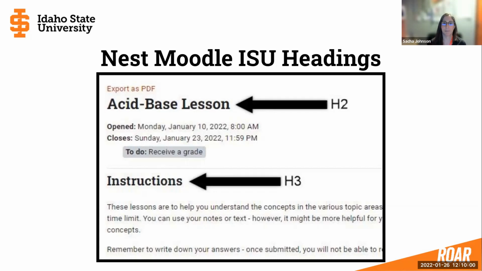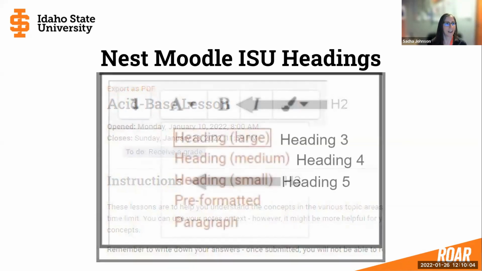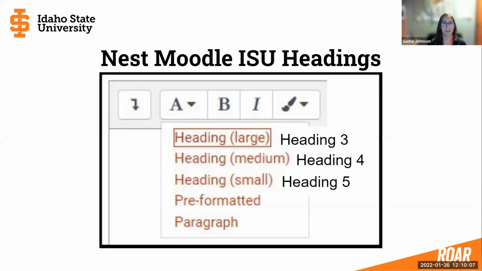So just to recap, there are 3 heading levels in the Moodle ISU Atto Editor. And we can see here we have heading large, which corresponds to heading level 3. Then we have heading medium, which corresponds to heading level 4. And then heading small is going to create a level 5 heading.